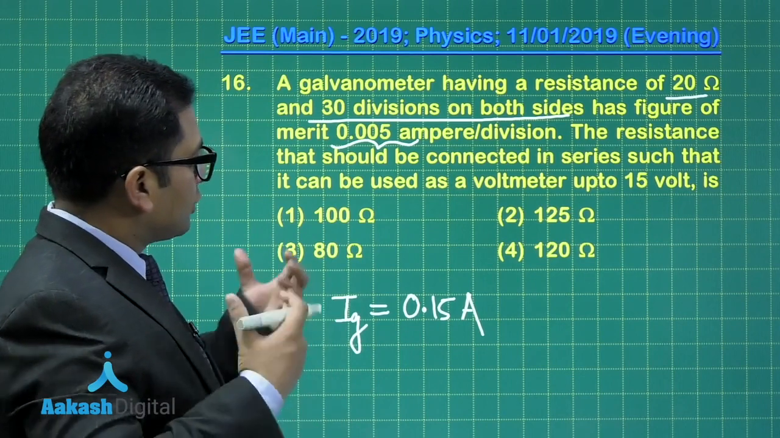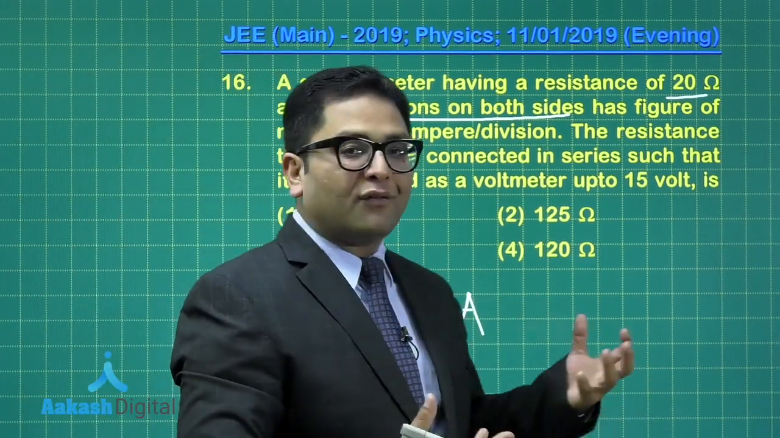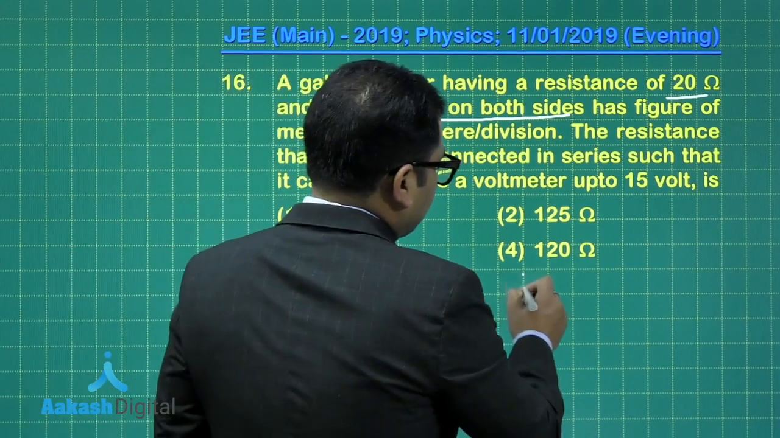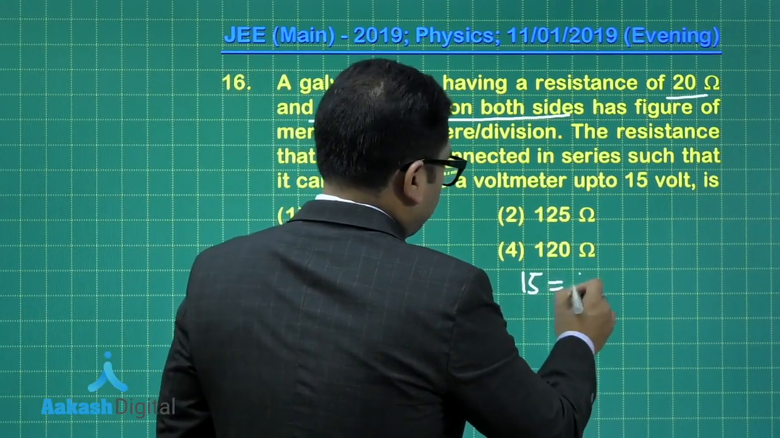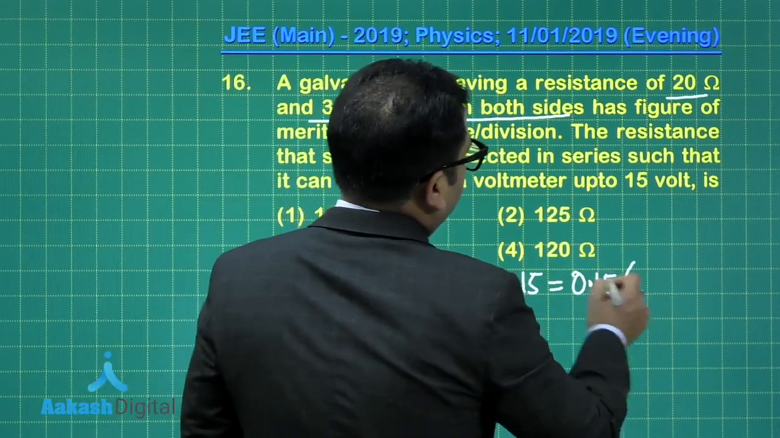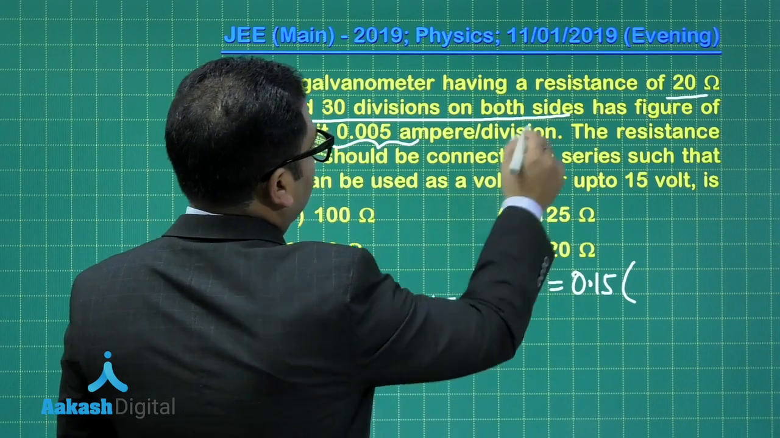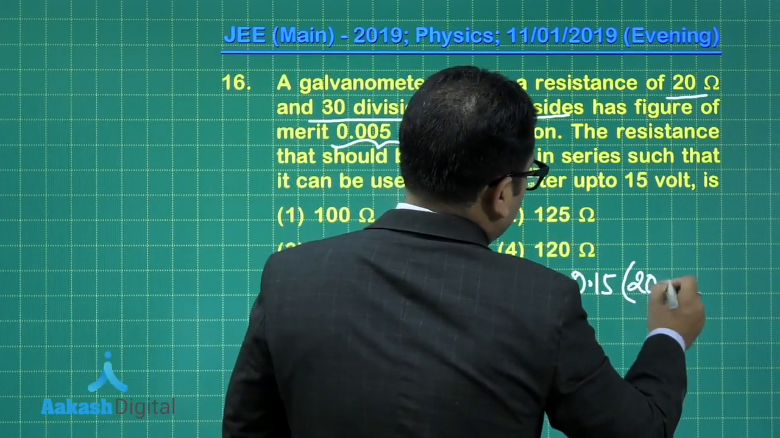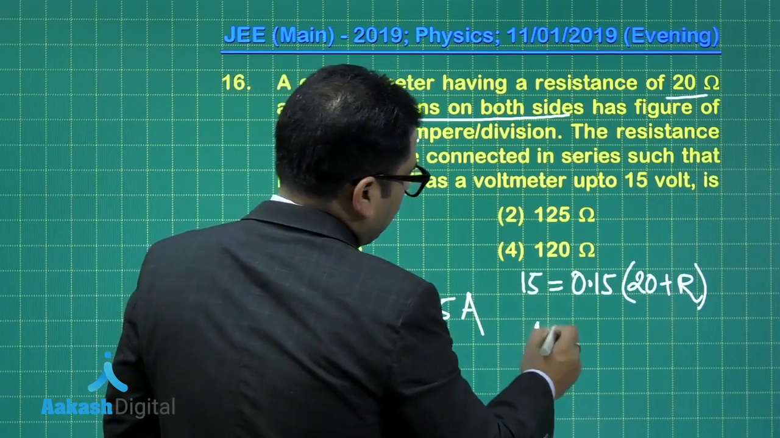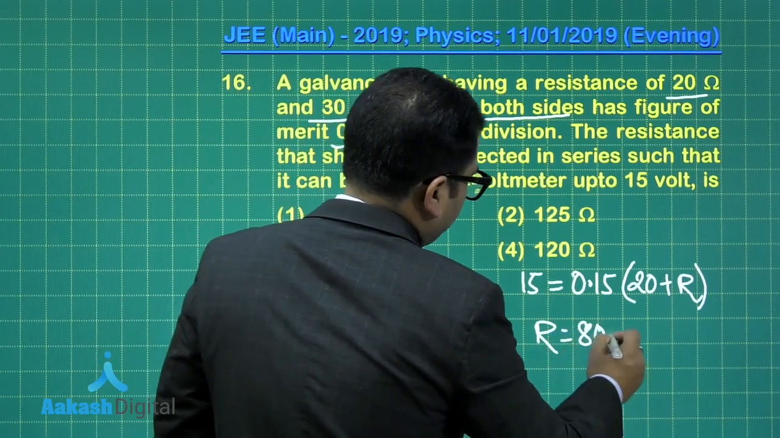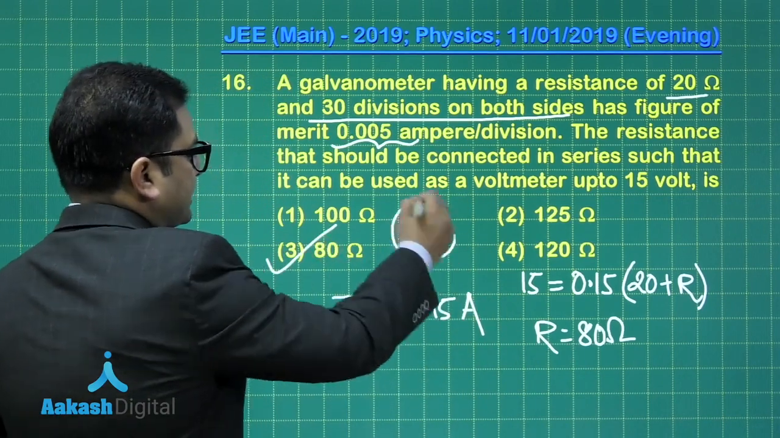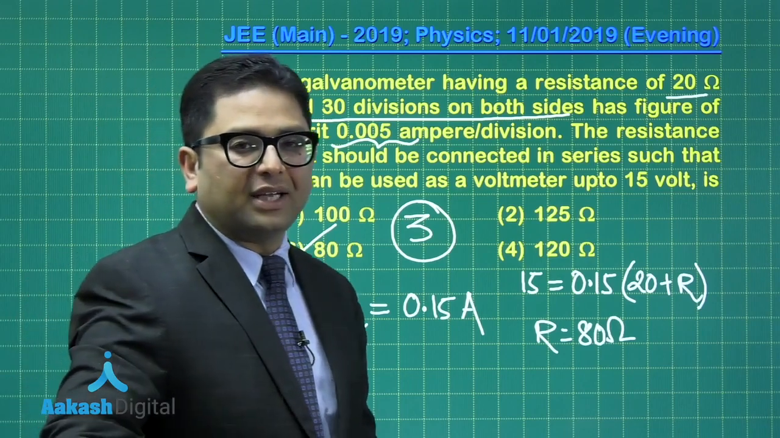And we want this galvanometer to be converted into a voltmeter of range 15 volt. So I don't think there is any challenge here. 15 would be 0.15 multiplied by the resistance, let's say. Resistance of the galvanometer is 20 plus the resistance to be added in series, which is R, and that R comes out to be 80 ohm. So the correct option for question number 16 stands out to be option number 3.